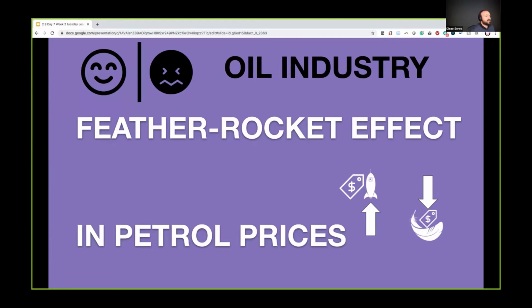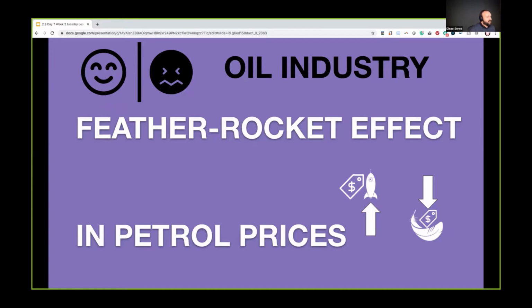Your price is going to rise instantly. But if the price in origin of the oil has dropped massively, you will not notice that right away. It'll take some time for you to notice that price decrease, right? So this is called the feather rocket effect, and that brings massive benefits to the oil companies, although we could say it's massively disadvantageous for us. It's asymmetric, and there is actually no reason beyond the benefit of the company for doing so.